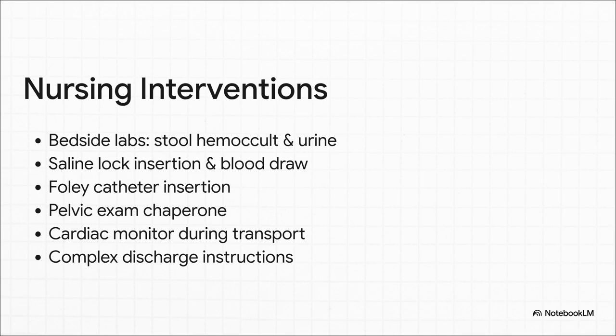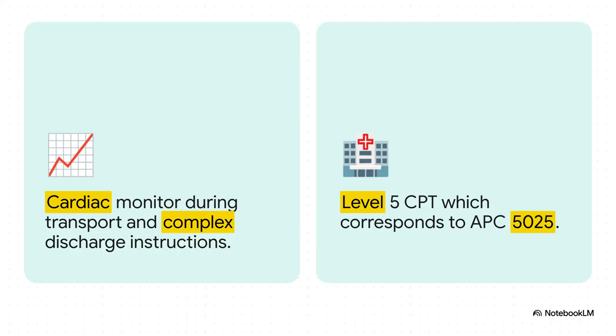Then she needed a pelvic ultrasound. But because of her heart history, they couldn't just throw her in a wheelchair and send her to radiology alone. They had to transport her while maintaining a continuous cardiac monitor. Finally, when she was diagnosed with a ruptured ovarian cyst, the nurse provided complex discharge instructions. So, how do we code this?